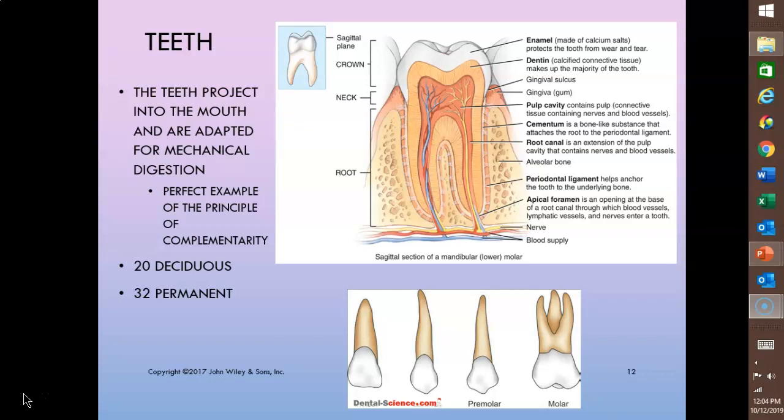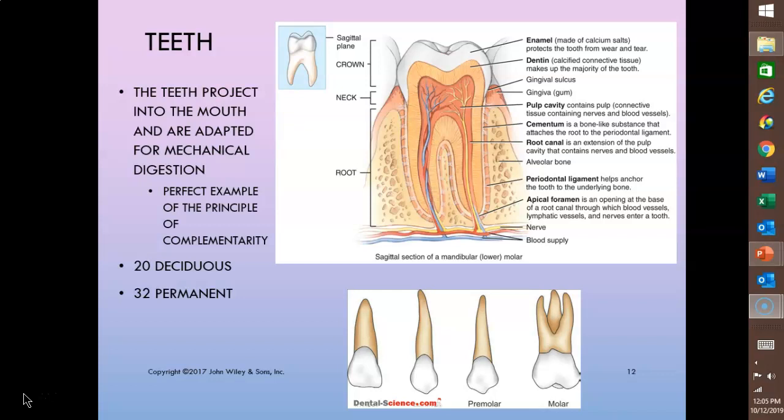A typical tooth has three major areas: the crown, which is the visible portion above the level of the gums. Embedded into the socket are the roots, and the neck is the constricted or narrowed region at the junction of the crown and the root, very near the gum line.